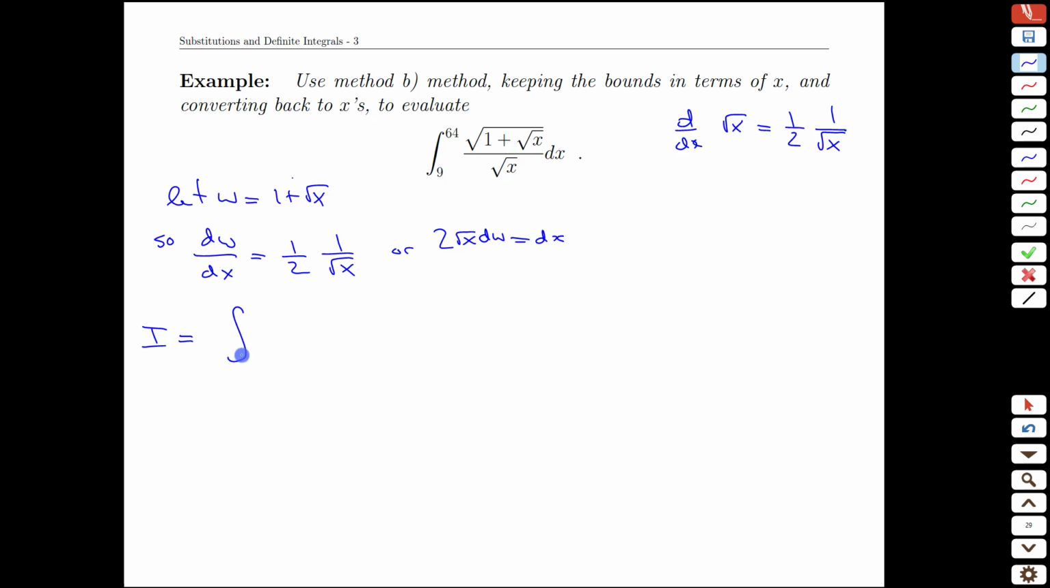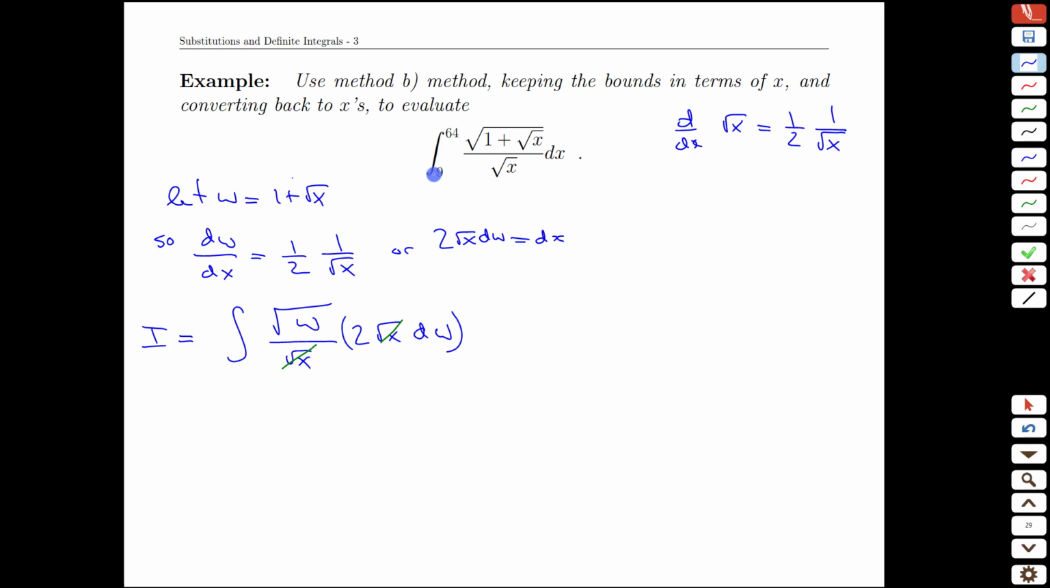we're going to write it as an integral. The square root of 1 plus root x, well, the inside now is just w. We have a root x on the bottom, we keep that as is. And then the dx in our integral as well gets converted to a 2 root x dw. And as expected, or as hoped anyway, we get the cancellation of the root x's outside.